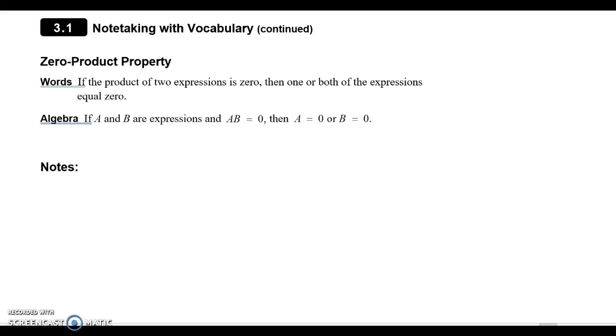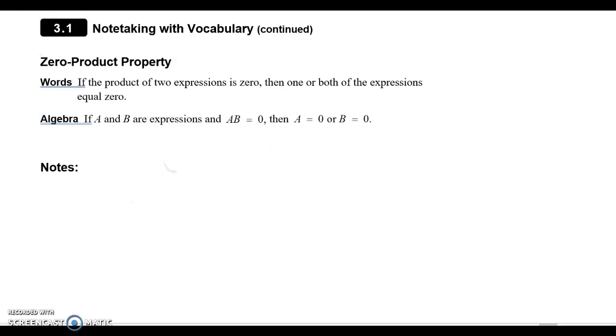Here we're looking at page 48 of your journal, and I want you to read about the zero product property. We have words: if the product of two expressions is zero, then one or both of them equals zero. And if A and B are expressions and A times B equals zero, then you have either A equals zero or B equals zero.